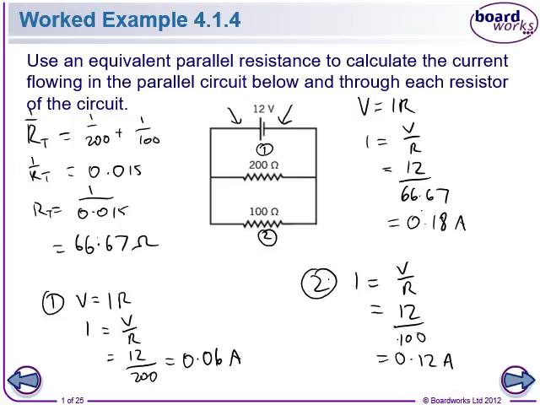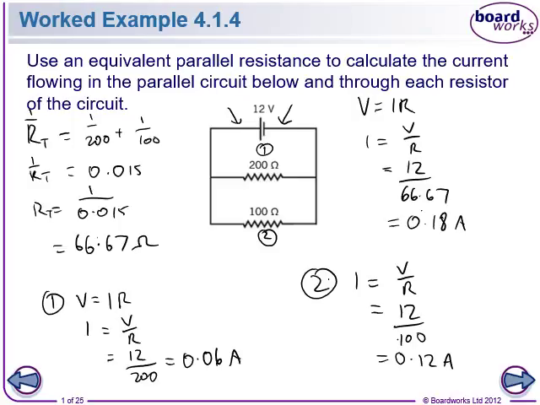Now there's a couple of checks for this. There is a common sense test to apply. If there is twice the resistance in the top half, we'd expect there to be half as much current, which we have. Okay? 200 ohms is twice as big as 100 ohms, so we'd expect the current to halve, which is exactly what it's done. And then, adding them together, we should get the total current, so 0.06 plus 0.12 gives us our total current.